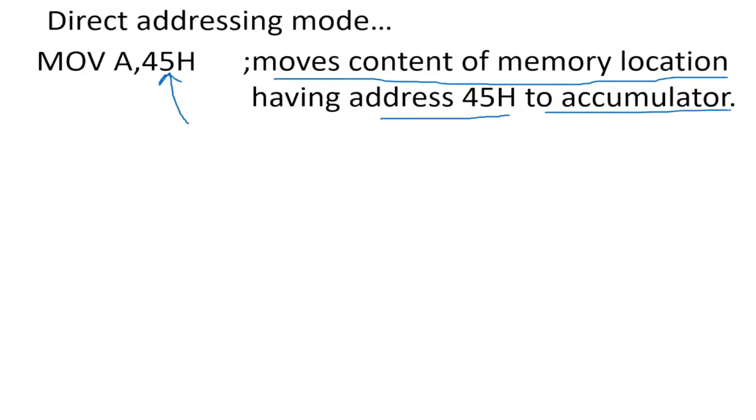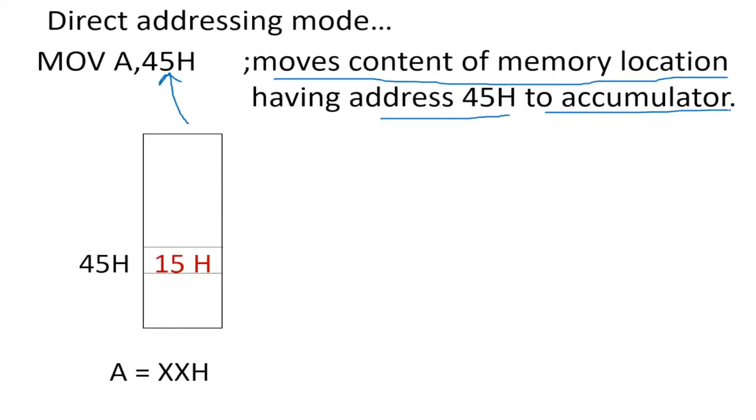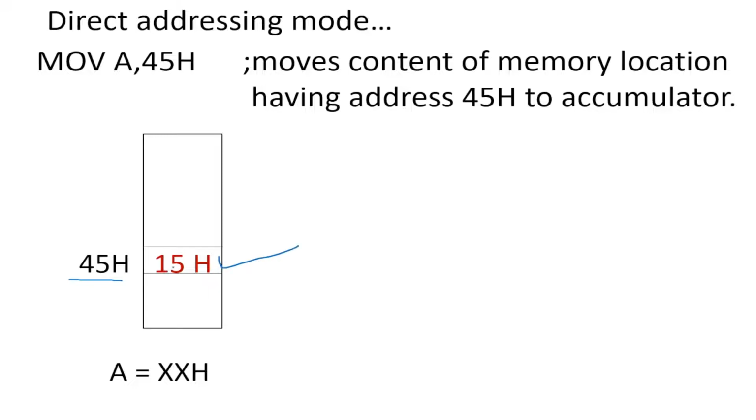It means that some value is stored in memory location 45H, and that value will be moved into the accumulator, or that value will be copied into the accumulator. 45 will not be copied into the accumulator. Let us take an example. Let us assume that before the execution of this instruction, the 45H location of internal RAM has the value 15H stored inside it, and the accumulator has some value.